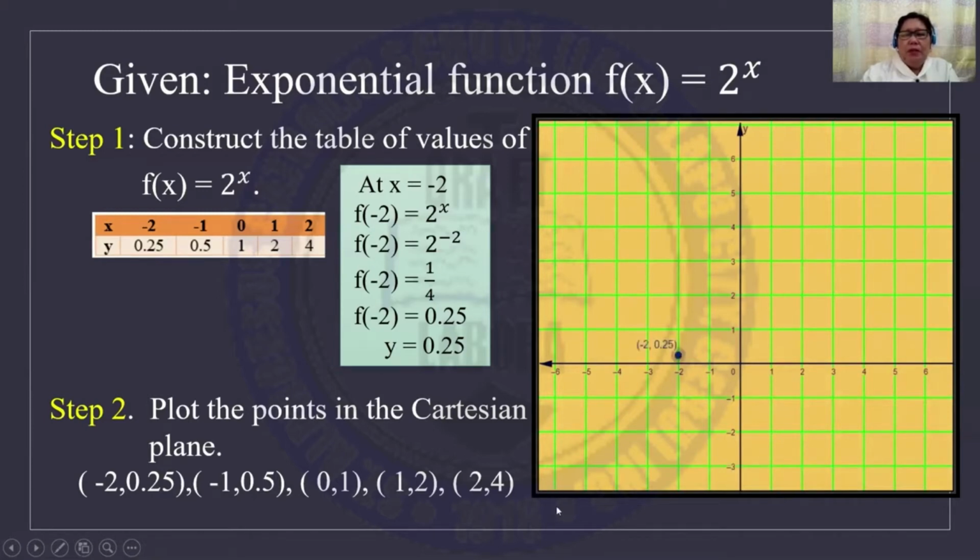There, you have the first point. Next. Next. Next. And we have now the last point with coordinates 2 and 4.